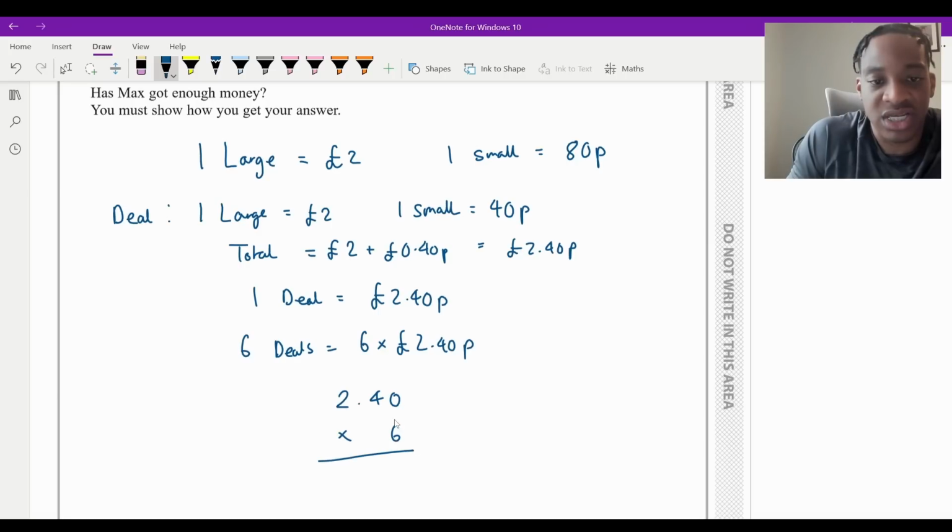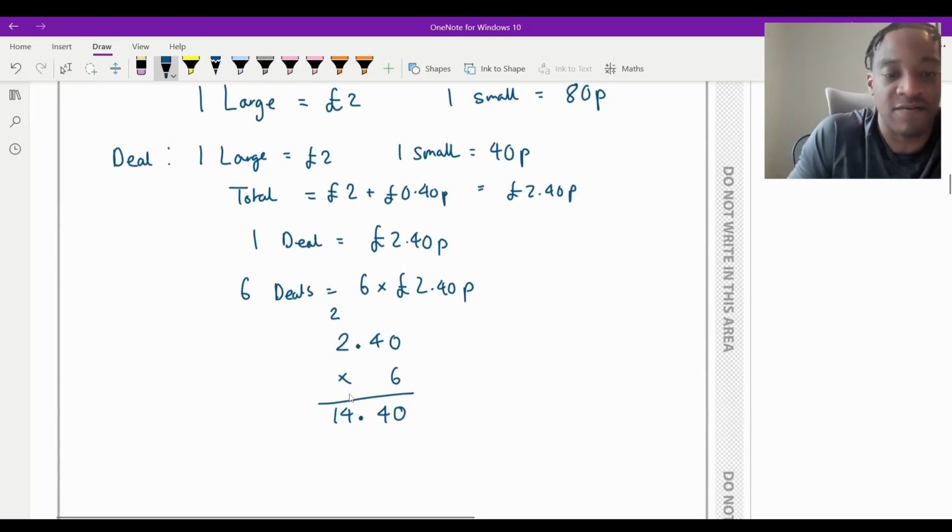Now, we know that 6 times 0 is 0, so we're going to put a 0 here. 4 times 6 is 24, so I'm going to put the 4 here, and I'm going to carry the 2 here. And I'm going to have to put a point here, isn't it? Because there's a point here. Now, 6 times 2 is 12. I'm going to add that 2, that will give me 14. Meaning that the total amount for 6 deals is just going to be £14.40.